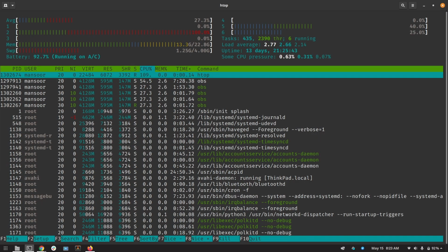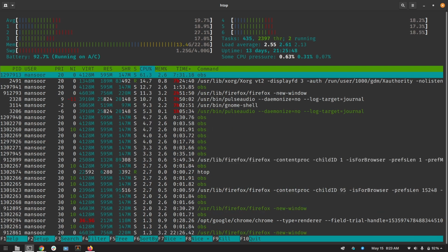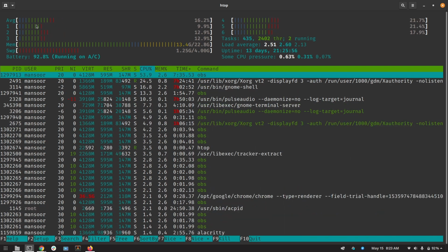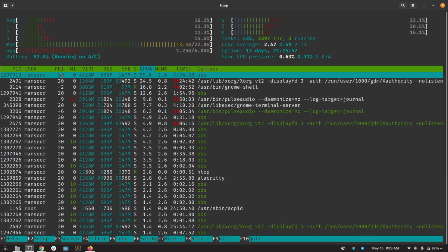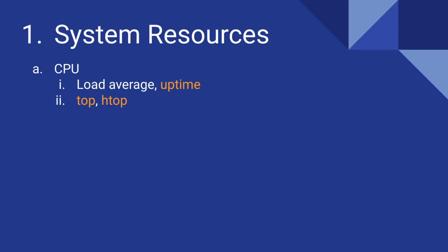There is another cleaner looking software that will let us show the top processes running in the system, which is htop. Here you can see the average CPU utilization, memory usage, and swap usage, etc. We could make use of all of these tools to actually see the load average on the system. The next resource would be obviously memory.